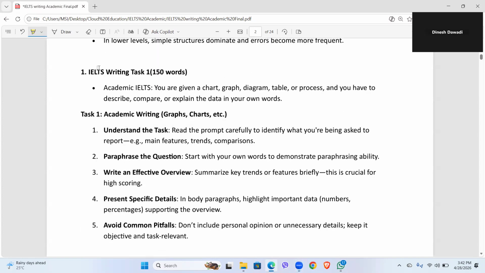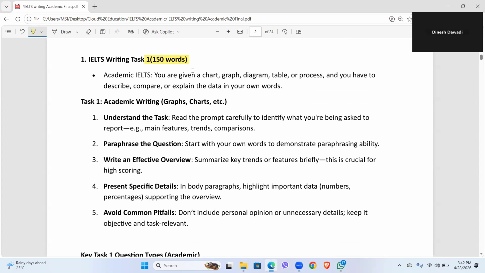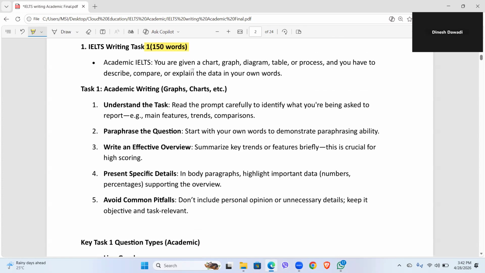So we are talking about writing task 1, 150 words. How many paragraphs normally for writing task 1? 3 to 4. Yes. So in the first paragraph, how many sentences? Maximum 2 sentences, right? Okay. So yesterday we started writing.